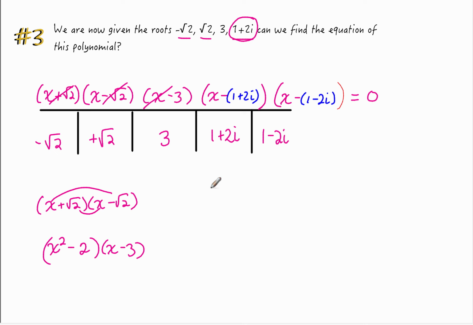But right here, x, well, let me do this. x minus 1 minus 2i, x minus 1 plus 2i. If I multiply that out, I have a trinomial times a trinomial. All right, here we go. There is a shorter way to do this, but I'm not going to show you. See if you can figure it out.